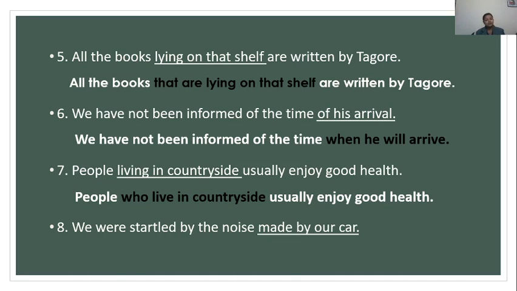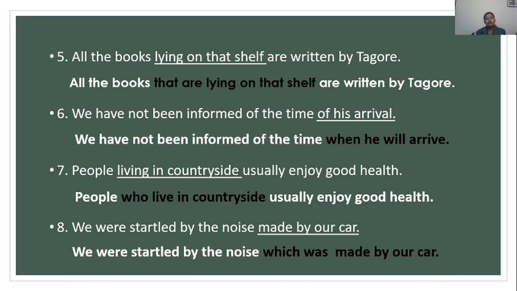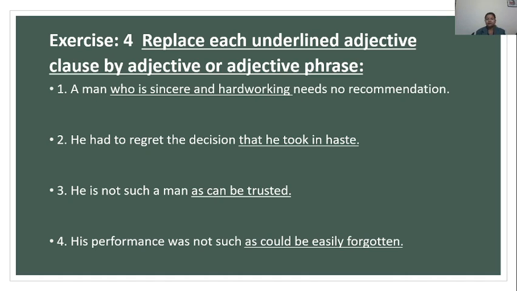We were startled by the noise made by our car. Made by our car means the noise that our car was making. And here the structure is of a passive sentence. So that was made, or which was made by our car. So we were startled by the noise which was made by our car. That was exercise 3, children.